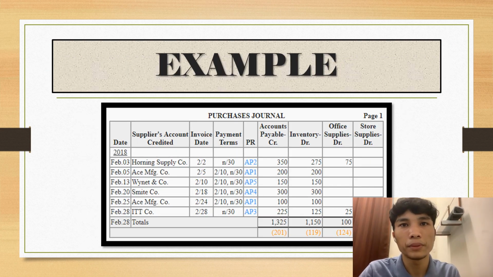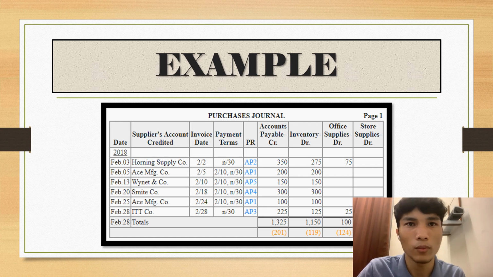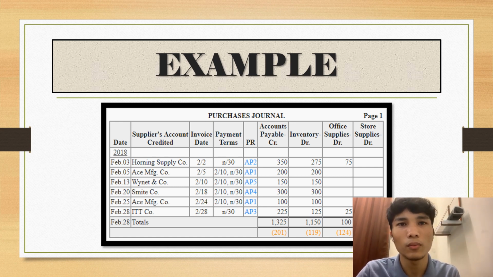For example, from the purchases journal, you can see the dates in 2018: 3rd February, 5th February, 13th February, 20th February, 25th February, and 28th February. On 3rd February, the supplier account credited is Horny Supplier Corporation, and on 5th February is Ace MFG Corporation, and 13th February is Winets Corporation, and 20th February is Smarts Corporation, 25th February is Ace MFG Corporation, and 28th February is ITT Corporation.